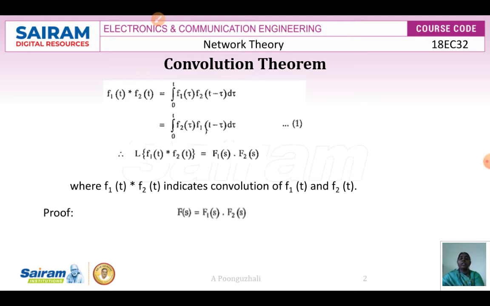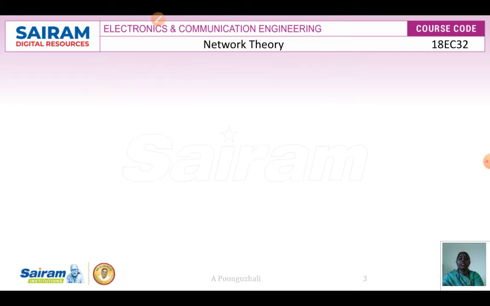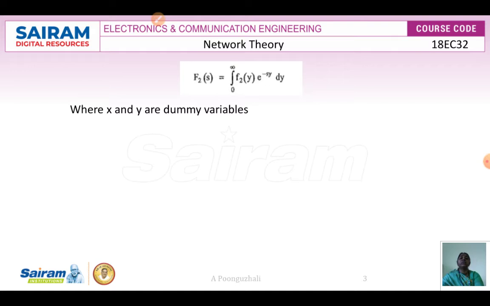So here we are going to prove that f of s is equal to f1 of s into f2 of s. So your f1 of s is nothing but the Laplace transform of your first function. So we write f1 of s is equal to integral 0 to infinity f1 of x into e power minus sx into dx. Next, f2 of s is nothing but integral 0 to infinity f2 of y into e power minus sy into dy. Here x and y are going to be your dummy variables.